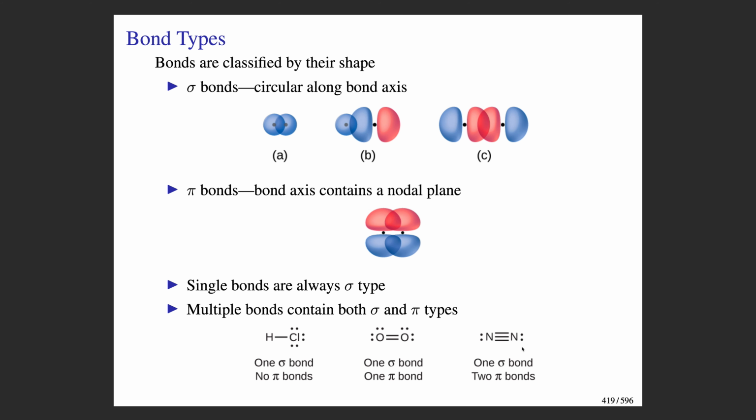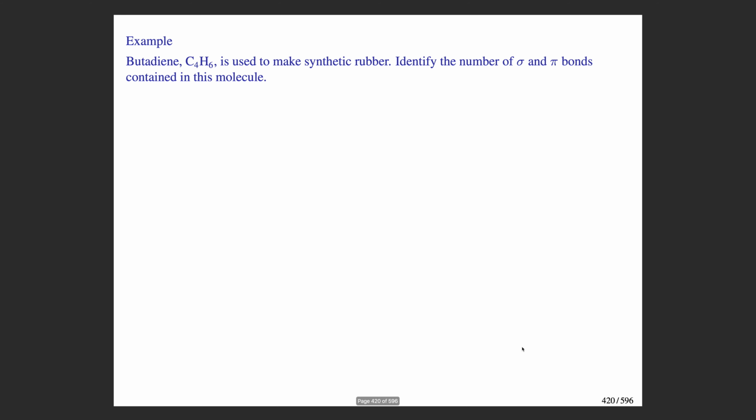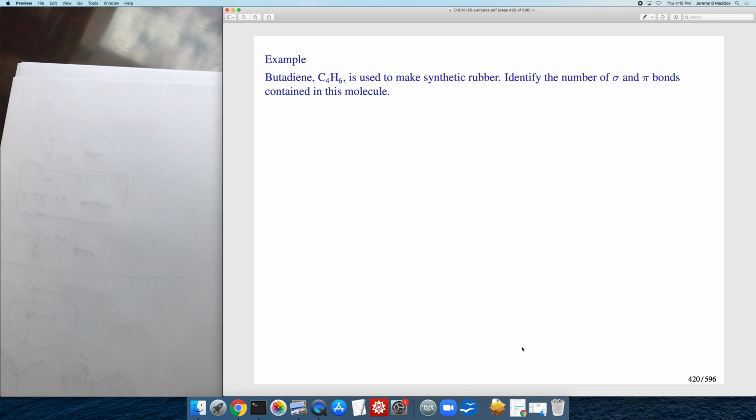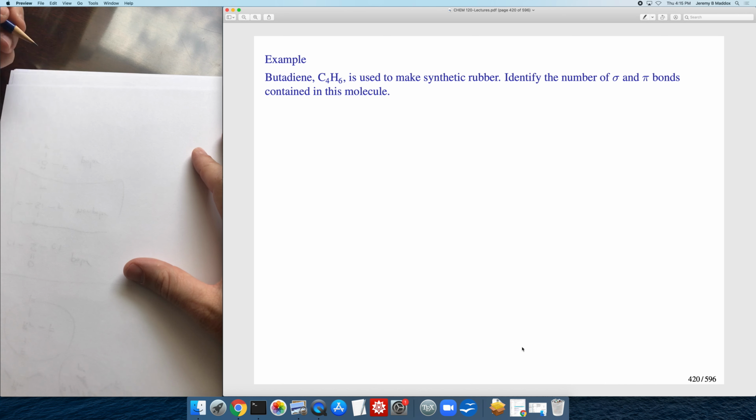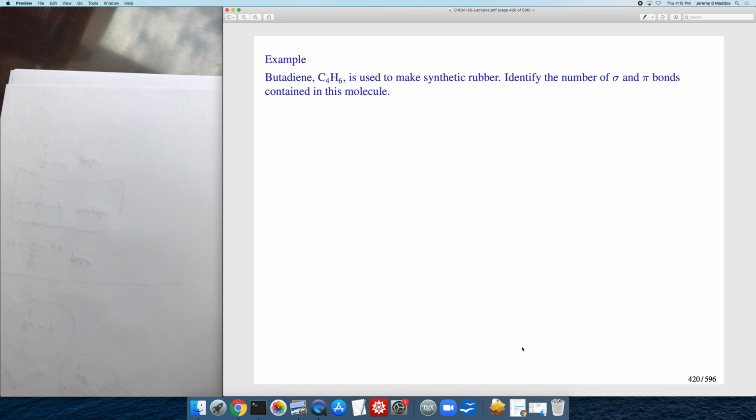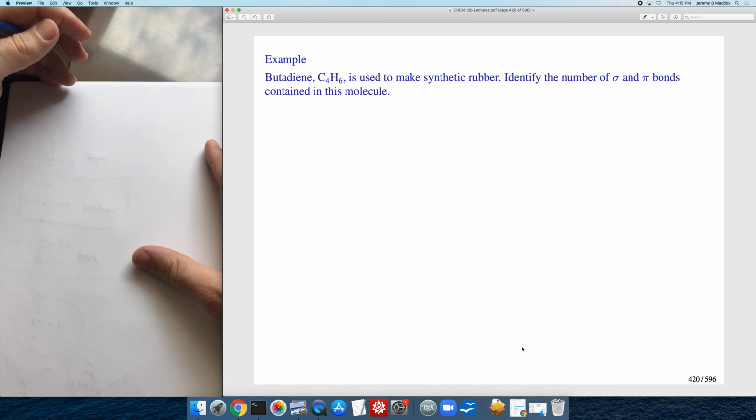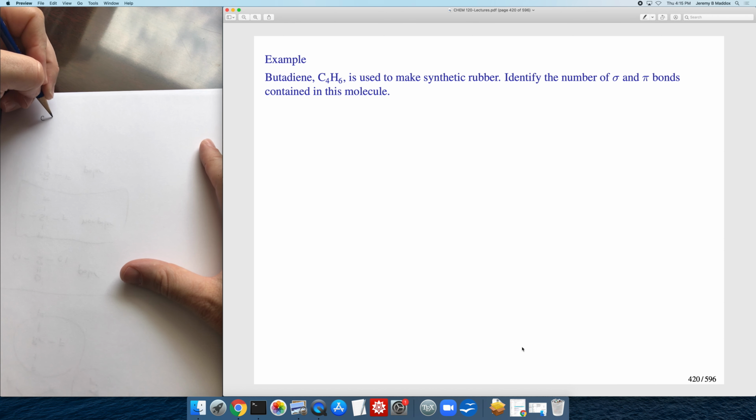In diatomic nitrogen, there's a triple bond, and the first bond is a sigma type, and then the other two bonds which make up the triple bond, those are pi type bonds. So one thing we need to be able to do is to count up the number of sigma type and the number of pi type bonds in a molecule. So in this example, they want us to look at butadiene. You're not expected to know how to draw the structure for butadiene in this course. I'm going to go ahead and draw the structure.